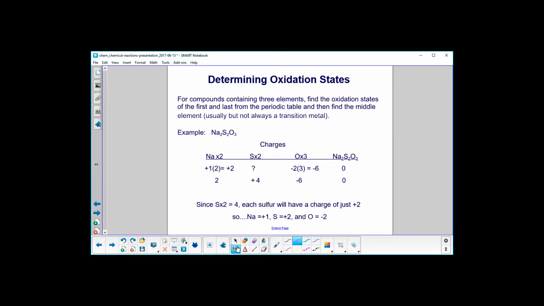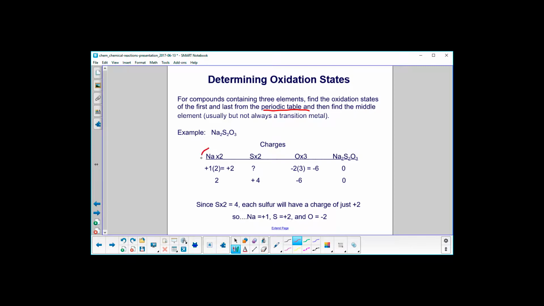For compounds that have 3 elements, find the oxidation states of the first and last from the periodic table, and then find the middle element, which is usually, but not always, a transition metal. So let's take an example here of Na2S2O3.